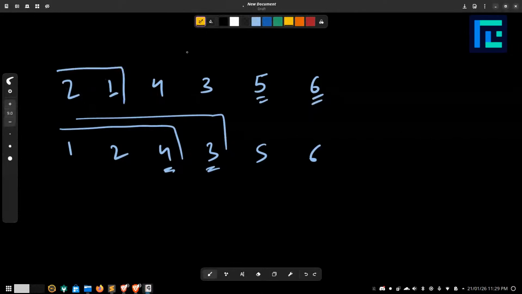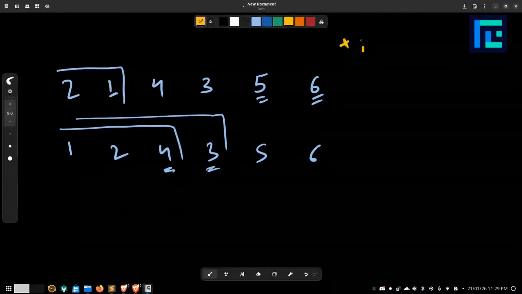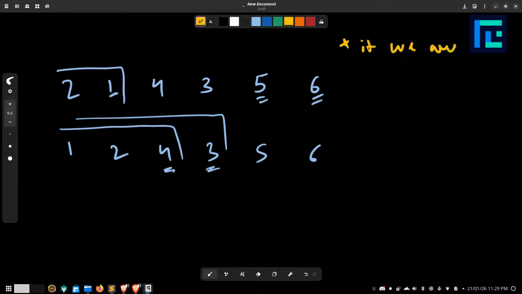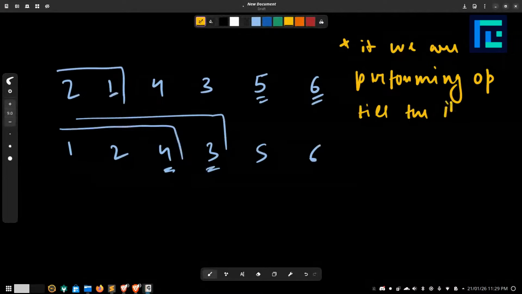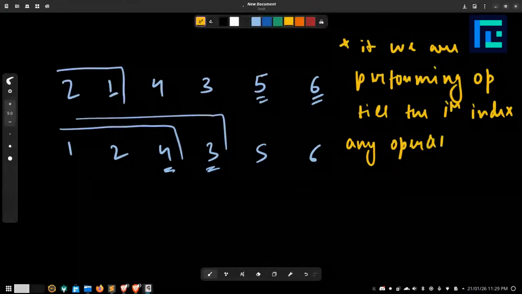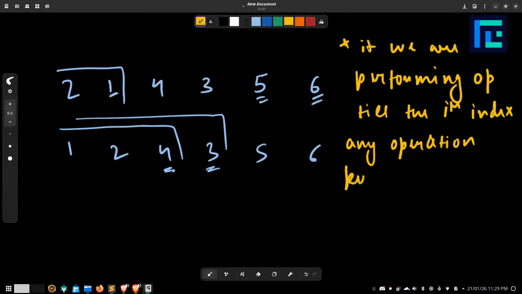So what I'm saying is, let me write it more formally. If we are performing an operation till the ith index, any operation performed for index j less than i is waste.